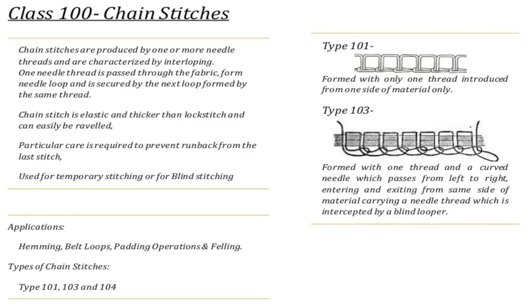Types of chain stitches. Type 101, 103, and 104. Type 101, formed with only one thread introduced from one side of material only. Type 103, formed with one thread and a curved needle which passes from left to right, entering and exiting from the same side of material, carrying a needle thread which is intercepted by a blind looper.